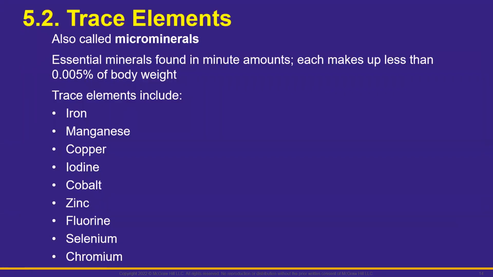Now the minor elements or the trace minerals. Okay, the trace elements, also known as microminerals. Essential minerals found in very minute amounts, each making up less than 0.005% of body weight. Trace elements include iron, manganese, copper, iodine, cobalt, zinc, fluorine, selenium, chromium.